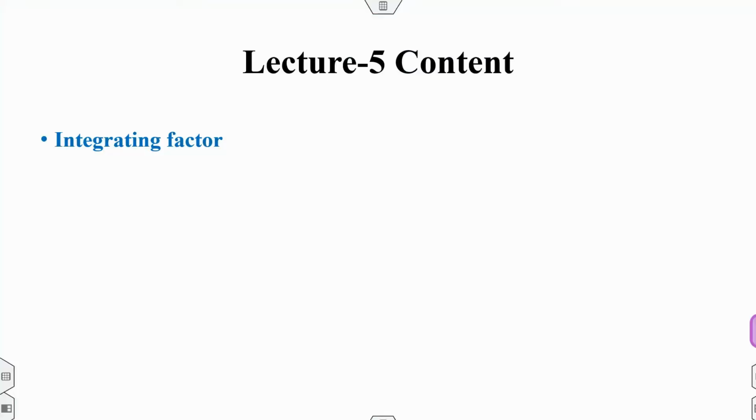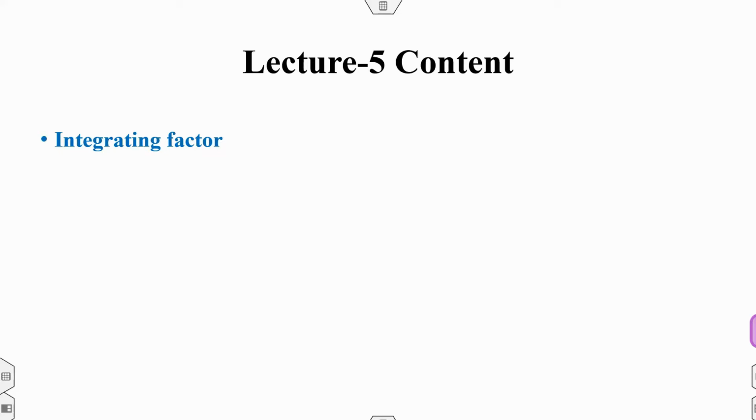So in this lecture we will study integrating factors. You have already seen what an exact differential equation is. If your equation is not exact, then we can multiply it with an integrating factor to make it exact. So we will talk about these integrating factors in this lecture.